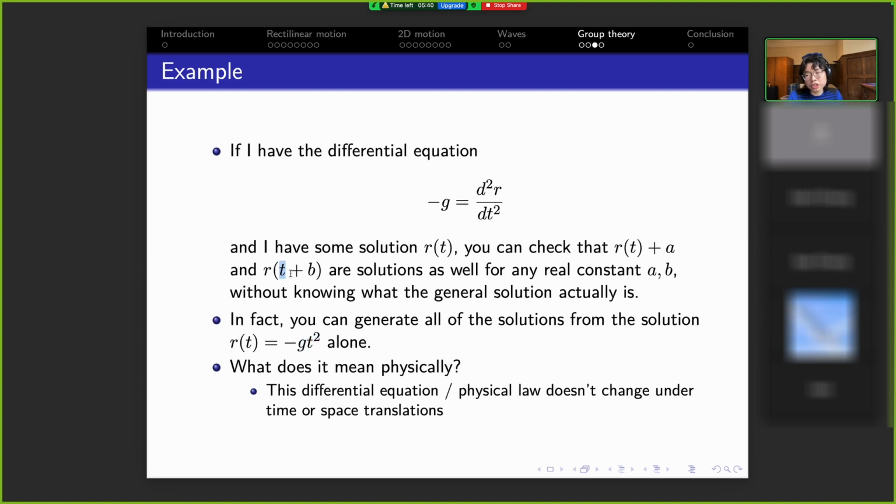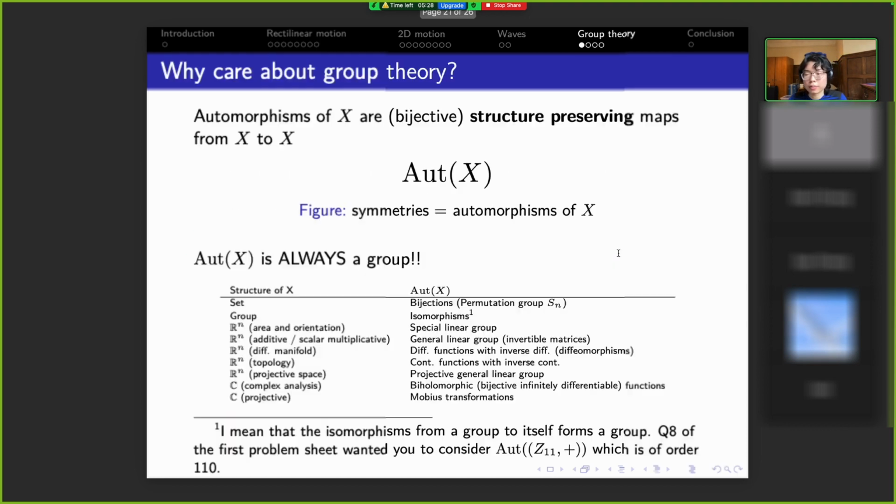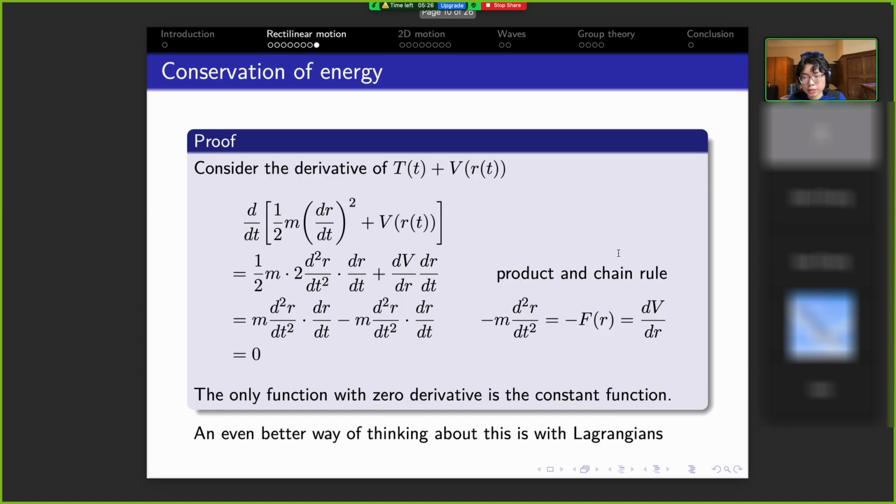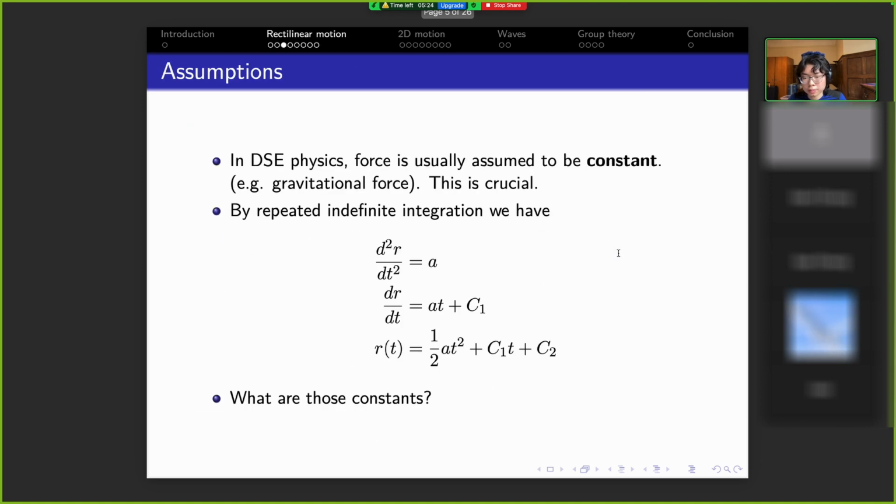We can imagine if we change the time variable. So now we will have something like minus g times (t plus b) squared, and then we add some constant. Well, this recovers the two constants that we had in here, right? If I add something to the time variable and then I add something afterwards, I can get exactly all the possible solutions to R and T.